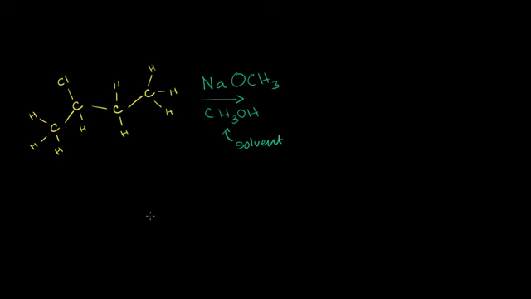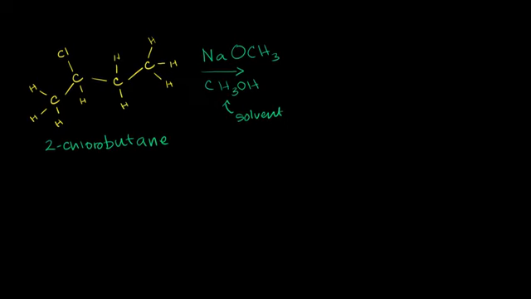And just so we get a little practice of naming, this is 1, 2, 3, 4 carbons. So it has but as a prefix, no double bonds or triple bonds, so it is butane. And we have a chloro group here, so if we start numbering at the side closest to it, 1, 2, so it's 2-chlorobutane. So let's think about what might happen here.